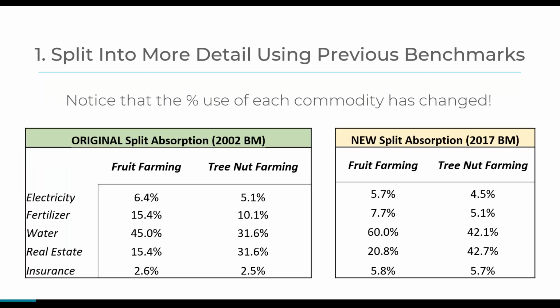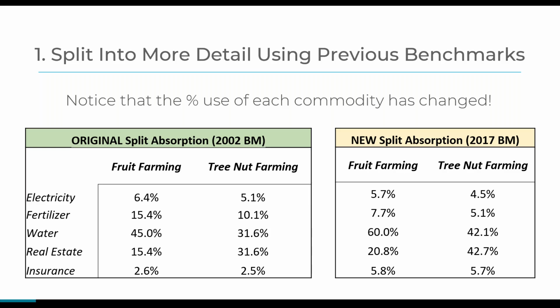So notice that the percentage use of each commodity has changed. So this still is reflecting any change in technology or just processes. And here, these are all fake numbers, but you can see that both of these sectors are now purchasing more insurance. And you could say, oh, that's because the price rose, or because of climate change, now insurance is more expensive. Whatever it is, that would be reflected in what we're doing here. So that's kind of important to note.